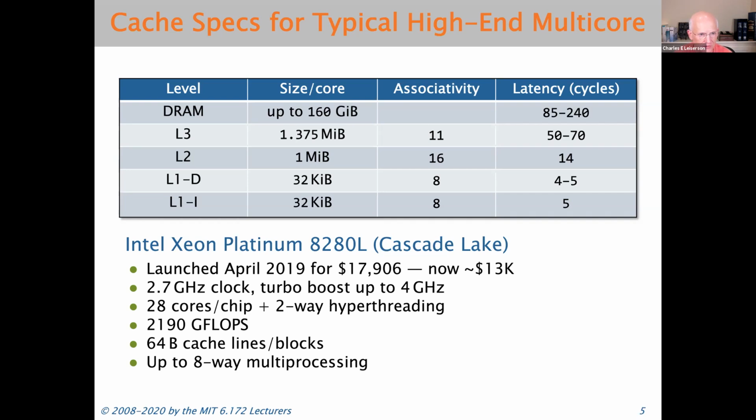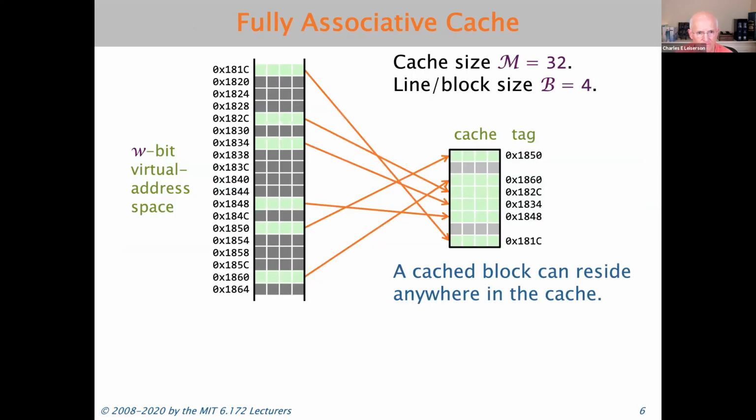Now, in addition to the sizes and the latency, I listed the associativity for the various caches in the table. And that's something I want to spend a little bit of time talking about, associativity. So let's review what associativity is all about, and we'll start with full associativity.